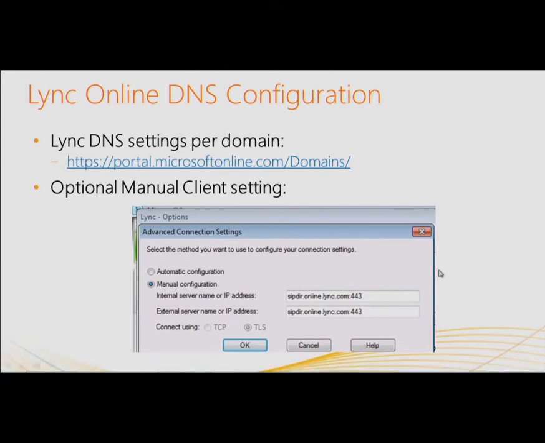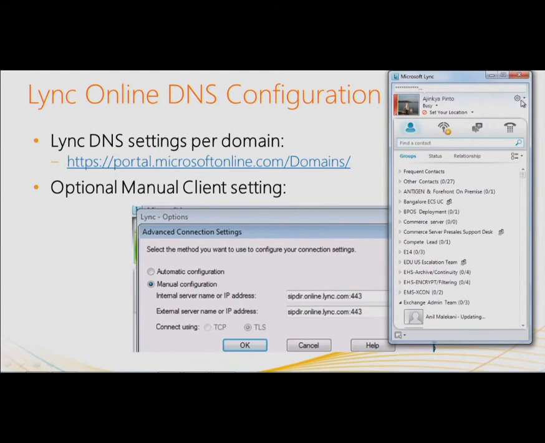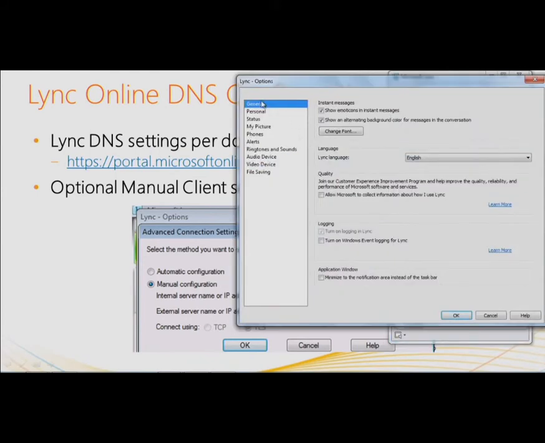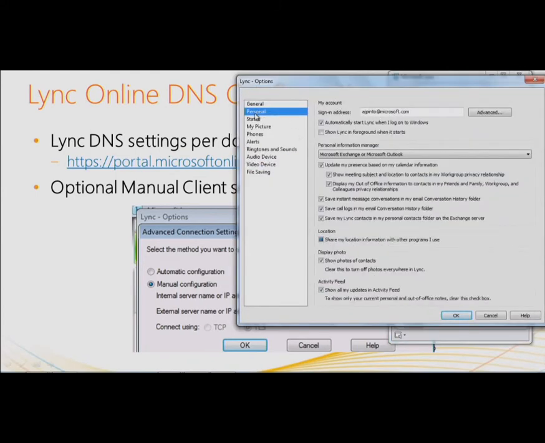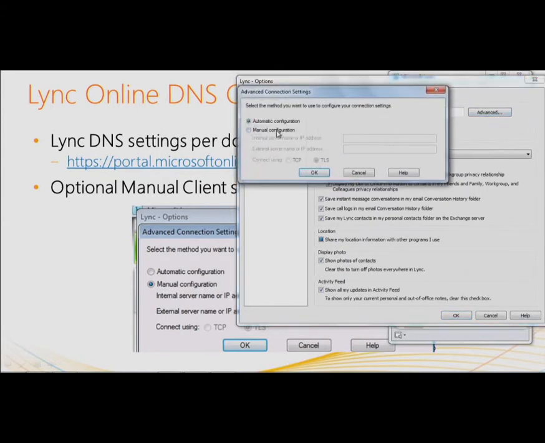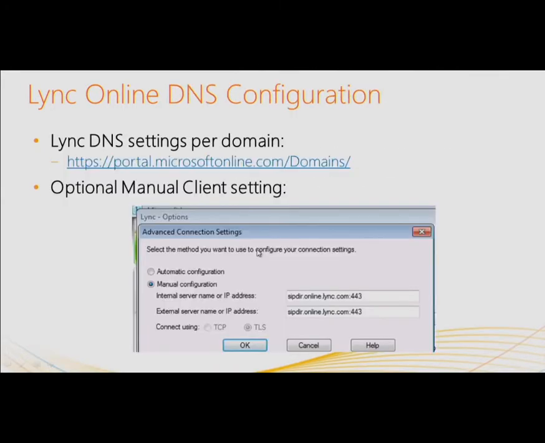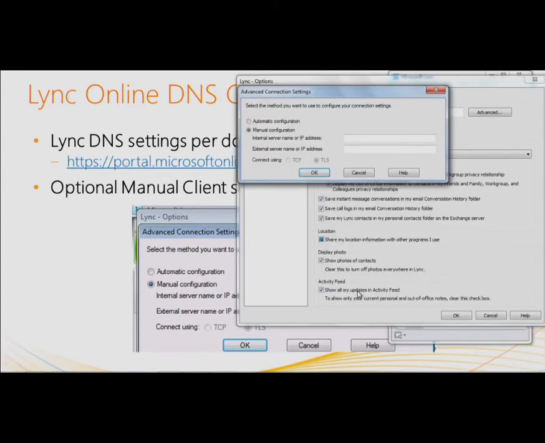Okay. And once the Lync client's launched, you simply go into Settings, and in Settings, click on Personal. You have your sign-in address there. Click Advanced, and select Manual Configuration. And you need to enter these two entries right here. So that's zipdronline.lync.com:443. That remains the same for any deployment. So let me put that in there.